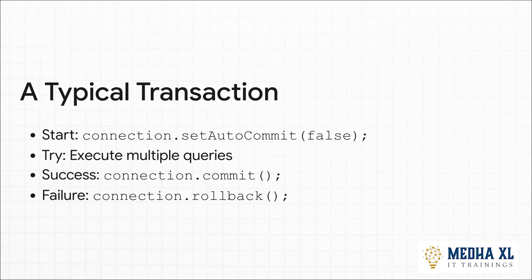So when you put it all together, the whole pattern looks like this. You start by taking control, setting auto-commit to false. Then inside a try block, you run all your database commands, the debit, the credit, whatever they are. If you get to the end without any errors, great, you commit. But if any kind of exception happens along the way, your catch block is there to save the day, and it immediately calls rollback, making sure your database stays clean and correct.